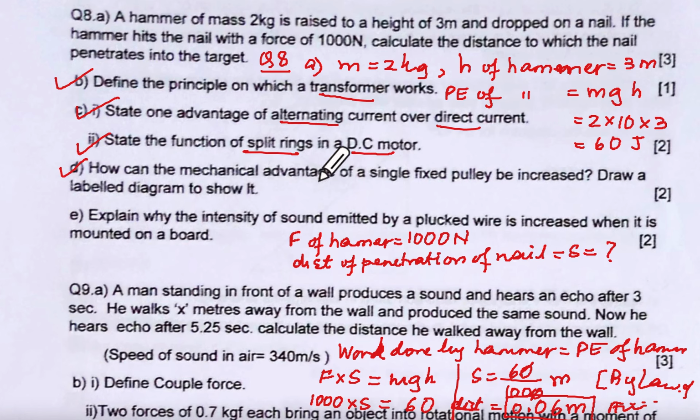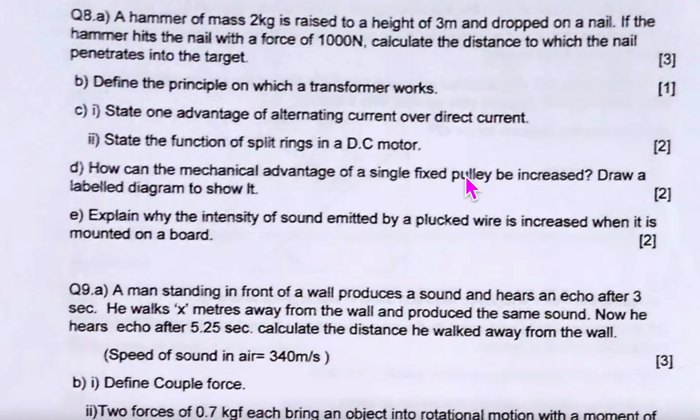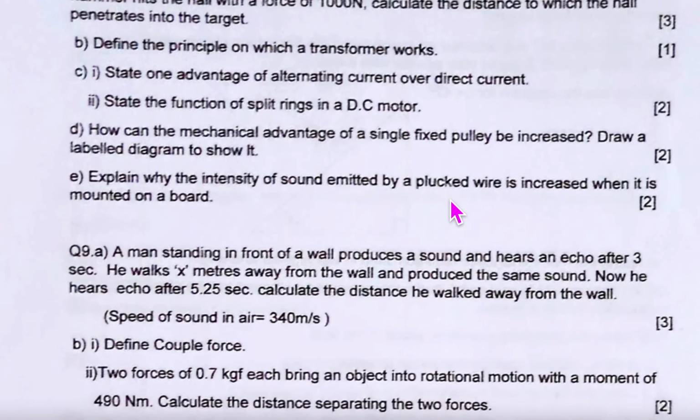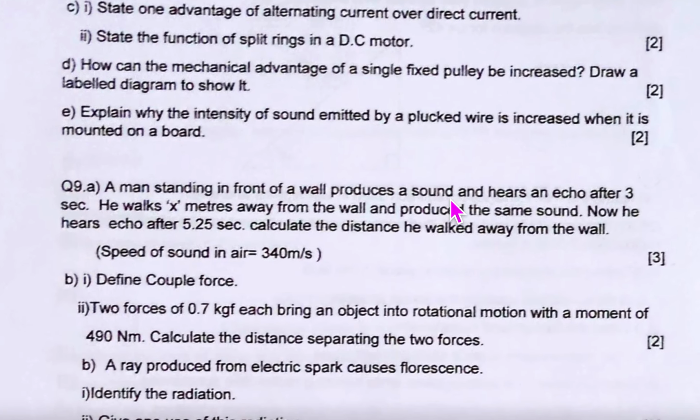Show that the mechanical advantage of a single fixed pulley can be increased. How can the mechanical advantage of a single fixed pulley be increased? By lubrication, correct? Because if there is a movable pulley, then you can say decrease the weight of the lower block or the movable block. But if it's a fixed pulley, then the only thing you have in hand is lubrication, which should lessen the force of friction. Understanding?